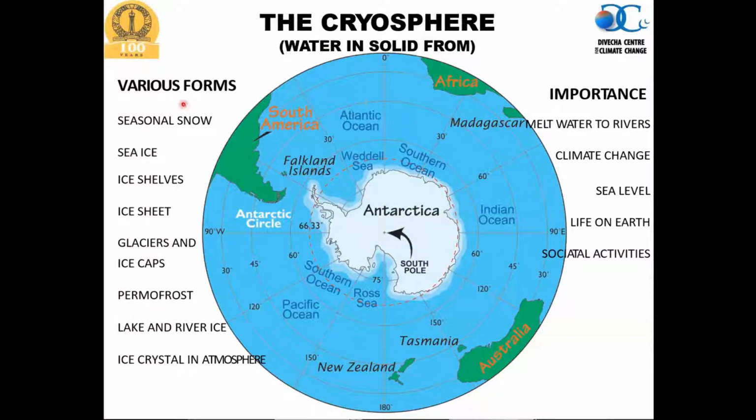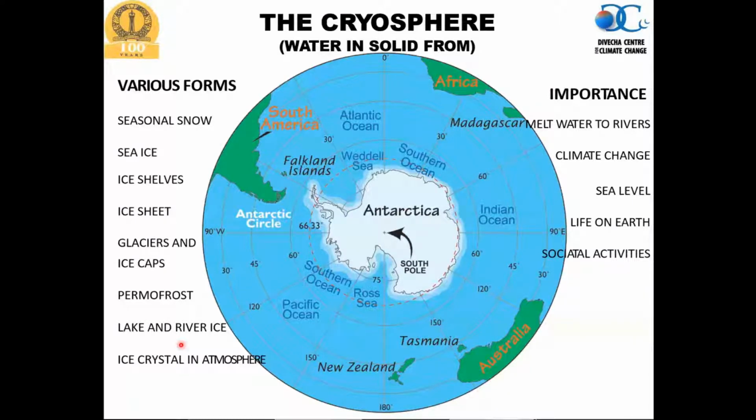There are various forms of cryosphere, and this includes the seasonal snow, then there is the sea ice, then there are ice shelves, then there are ice sheets, glaciers and ice caps, permafrost, lake and river ice, and ice crystals in the atmosphere. Some of these we are going to look at in detail in this talk, as well as in subsequent talks.